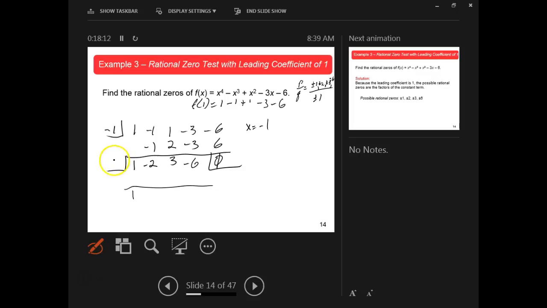So let's put a 2 on the outside. Skip a line, draw a line. Bring down the 1. Tell me what to do. Multiply. That'll give you 2. Then 0, 0, 3.